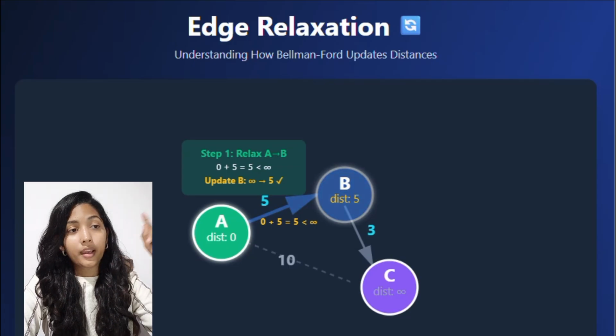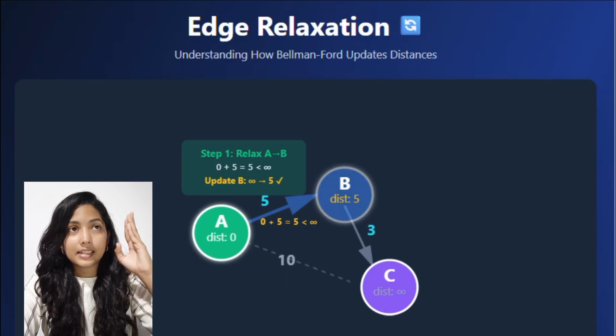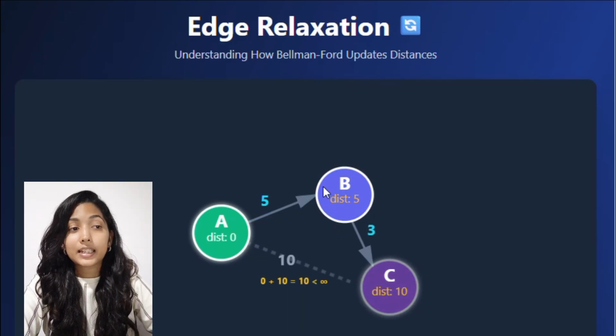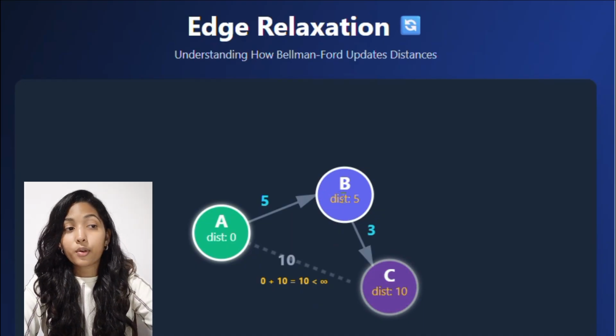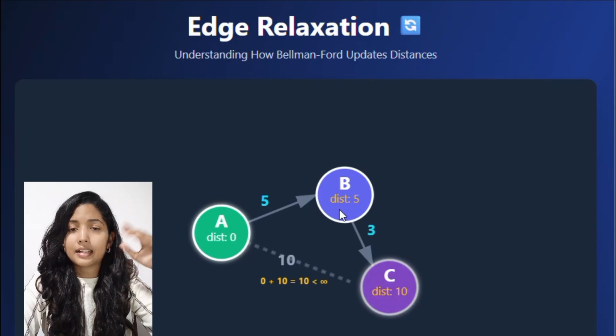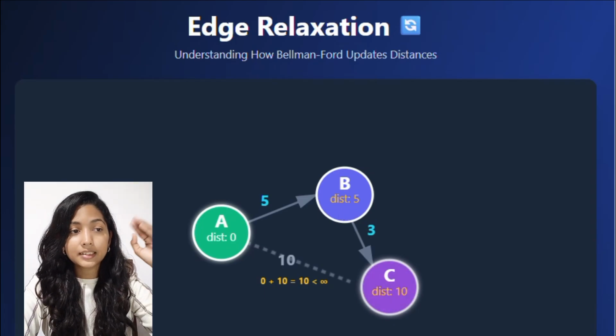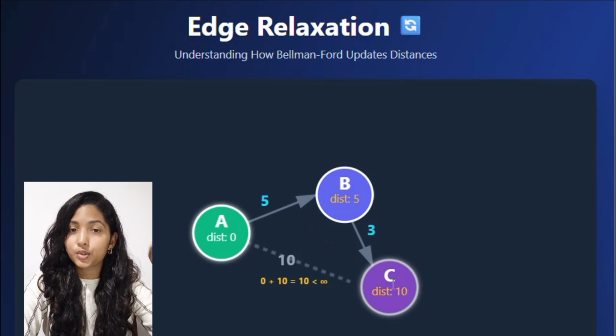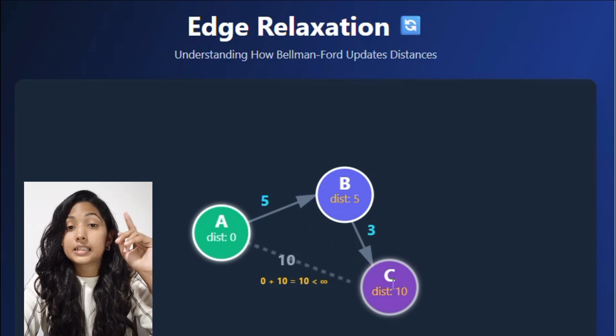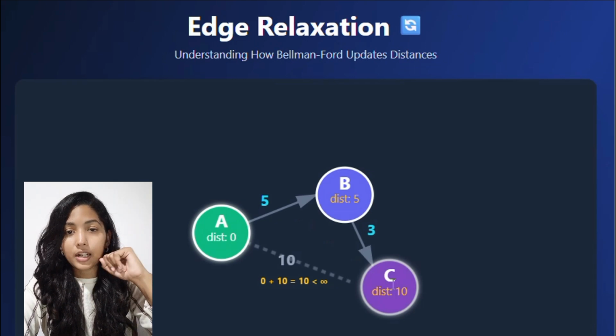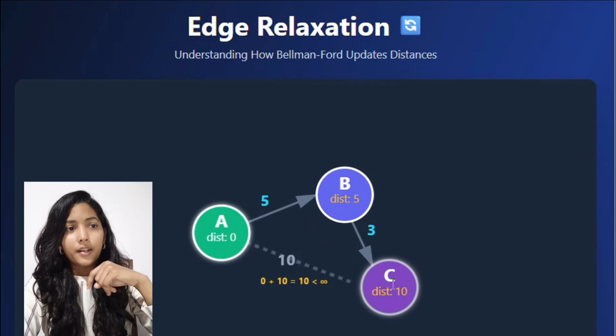Step 2. The second relaxation is A to C. The calculation is 0 plus 10, which means 10. So 10 is less than infinity, and we update C from infinity to 10. Step 3. The third relaxation. This is the important one.